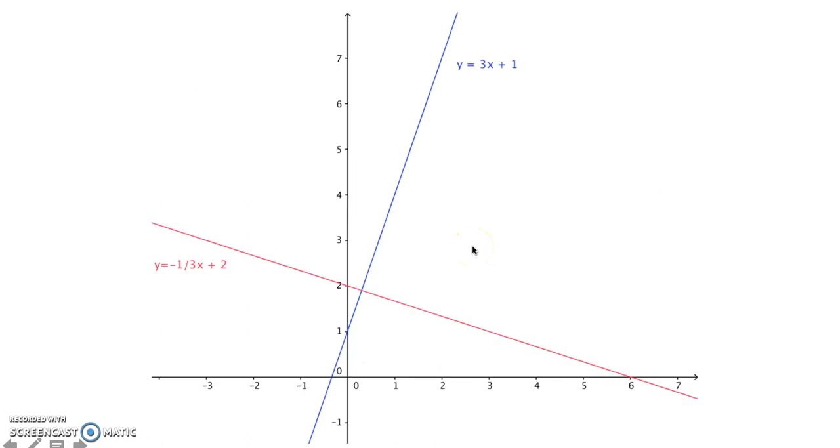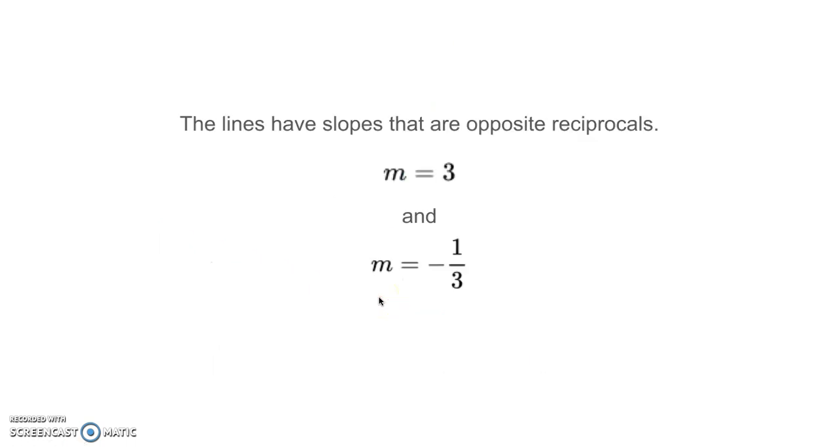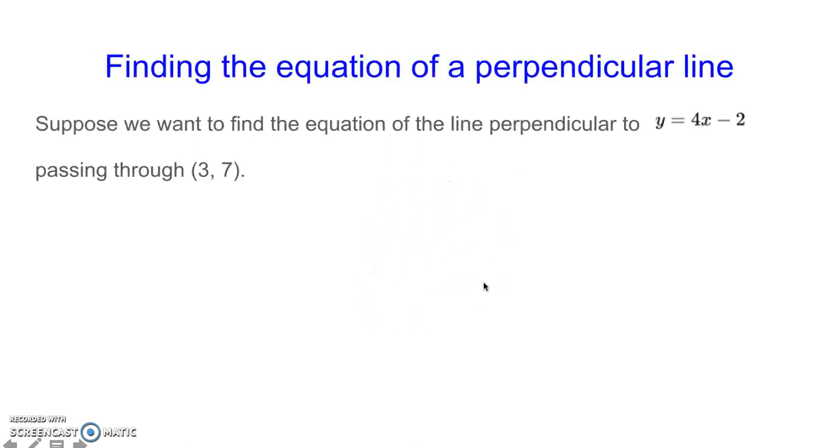We have lines that are perpendicular, which we can see if we graph them. Here's the graph of y equals 3x plus 1. Here's the graph of y equals negative 1/3 x plus 2. You can look at the picture and see that the lines are perpendicular. One line has a slope of 3, the other one has a slope of negative 1/3.